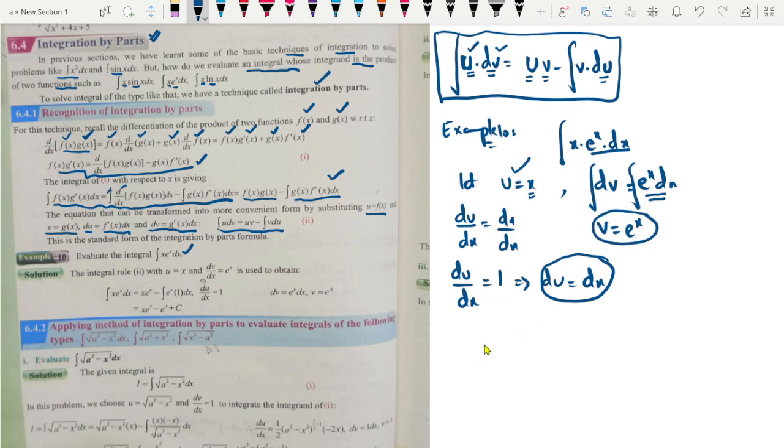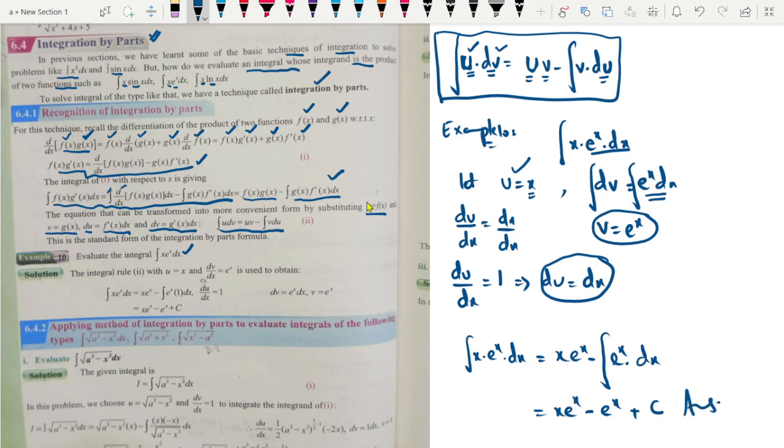Simply putting the values, integral of x into e of x dx is equal to u into v, where u is x and v is e of x, minus integral of v, which is e of x, times du, which is dx. So x into e of x minus integral of e of x, which is e of x, plus c. So this is our final answer.